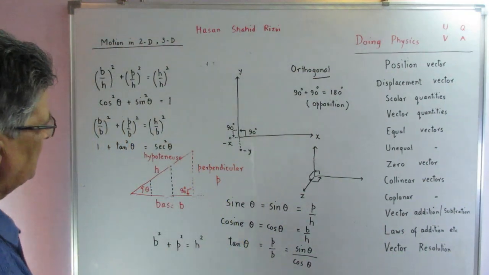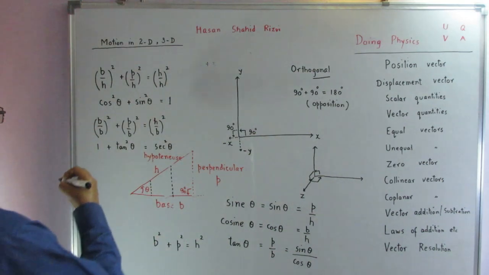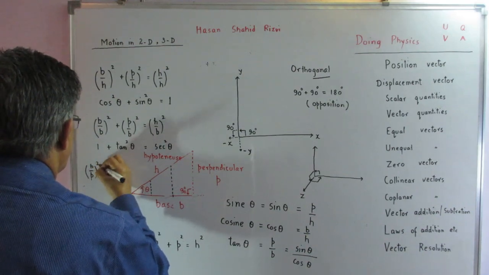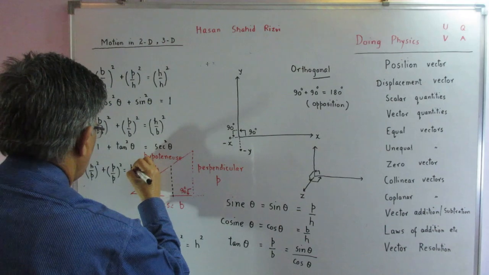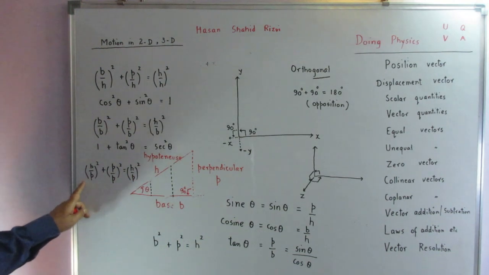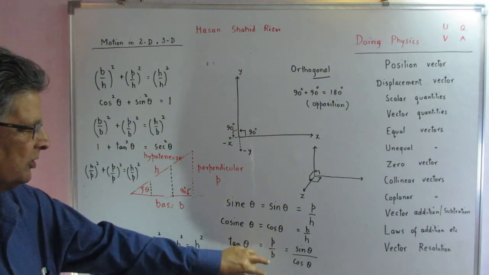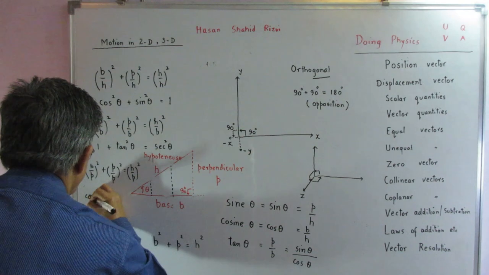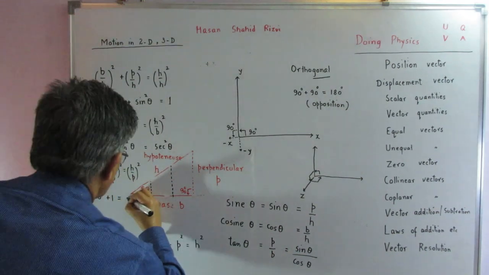So these are the identities, and there are many others. I can write by dividing by p square: b upon p whole square plus p upon p whole square is equal to h upon p whole square. Then b upon p, the base upon the perpendicular, is the reverse of tan theta, 1 upon tan theta, which is cot theta. So I get cot square theta plus 1 is equal to cosec square theta.